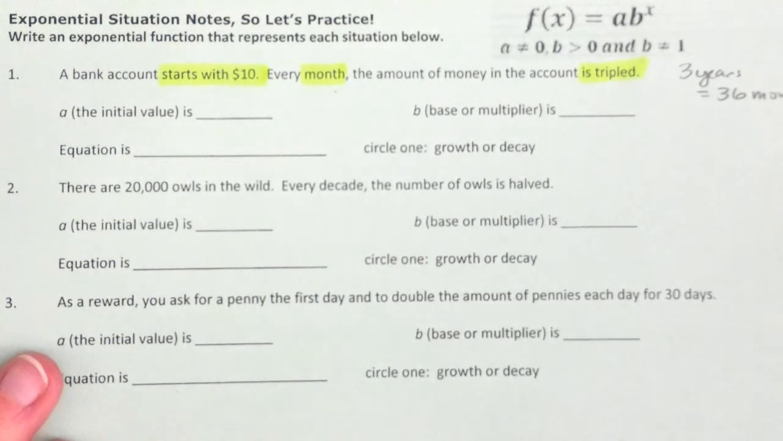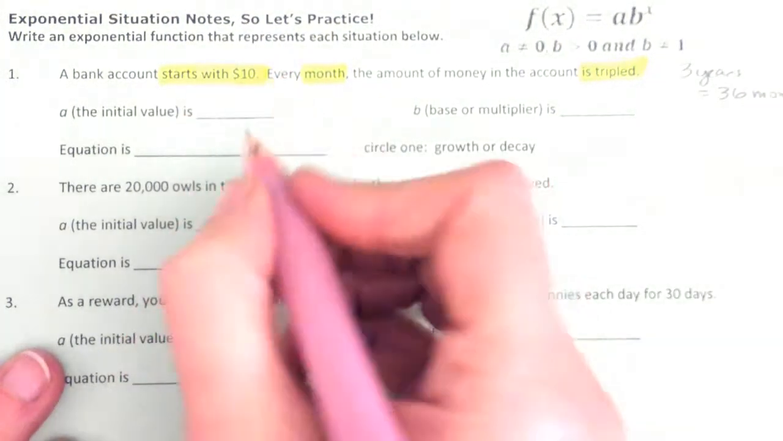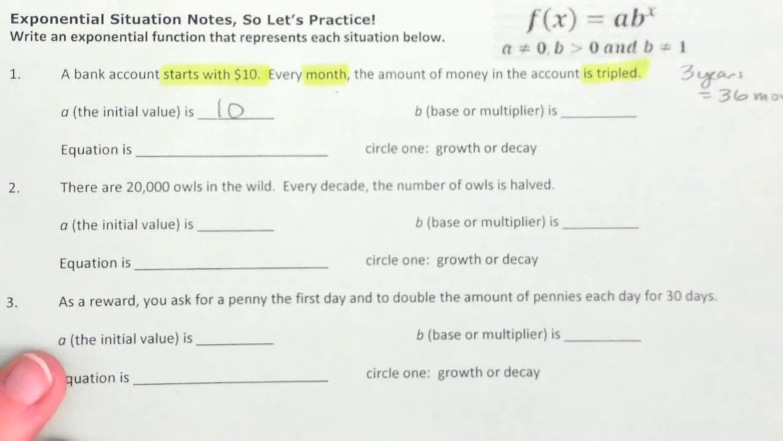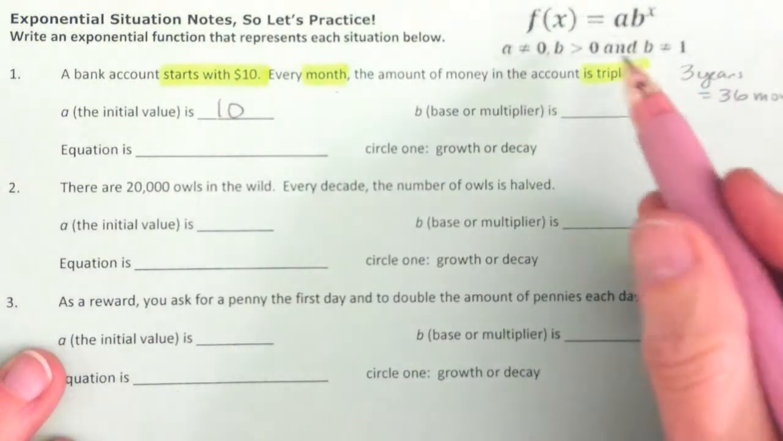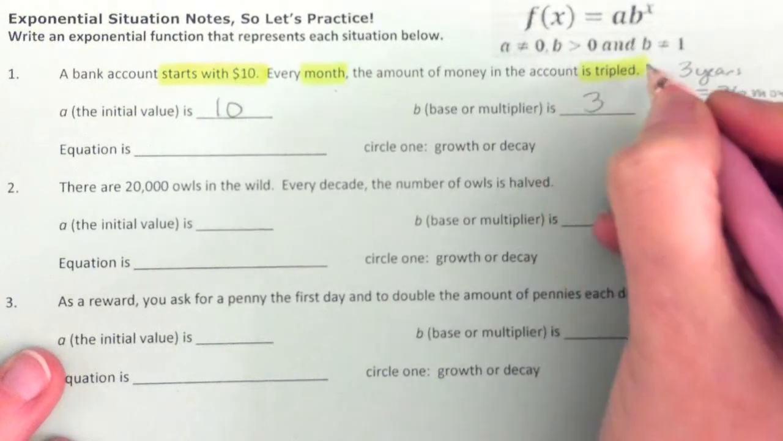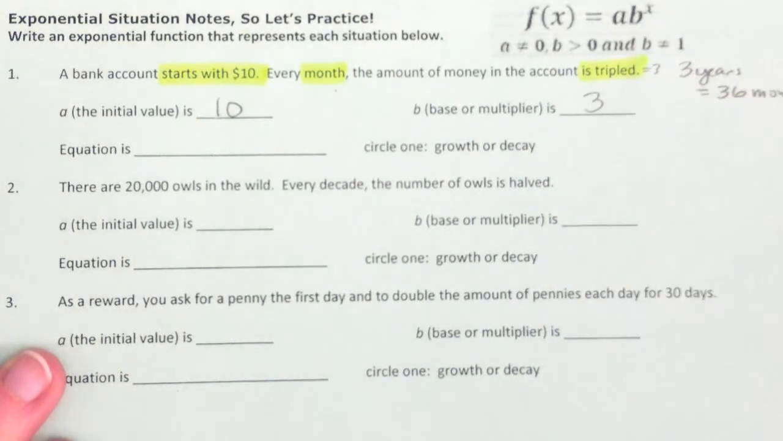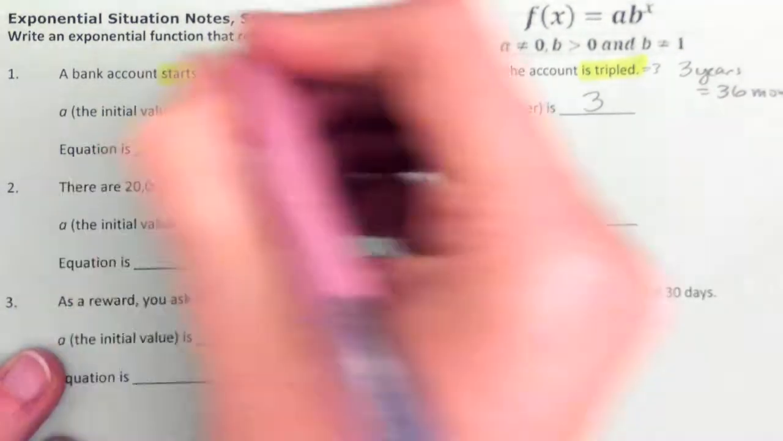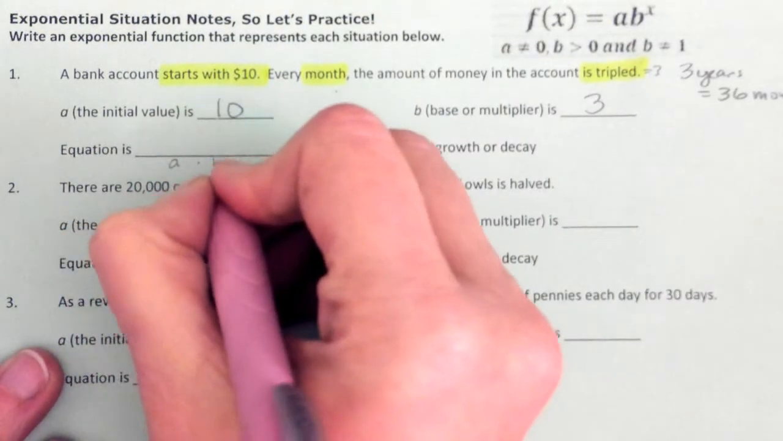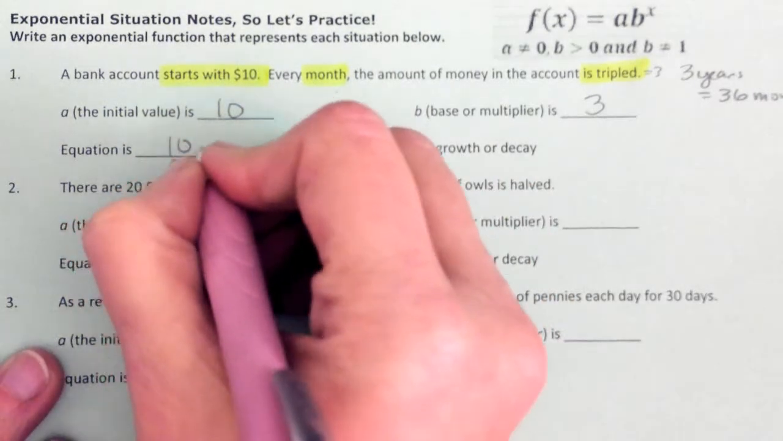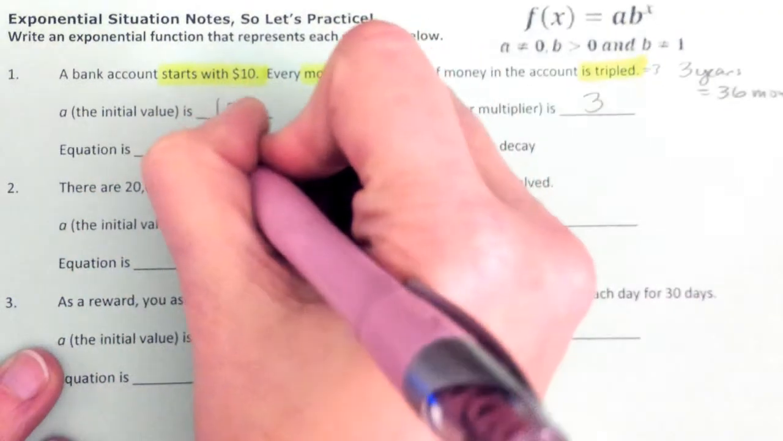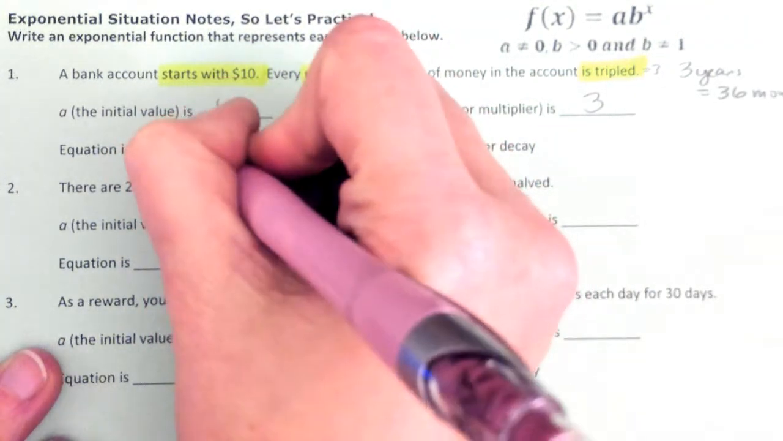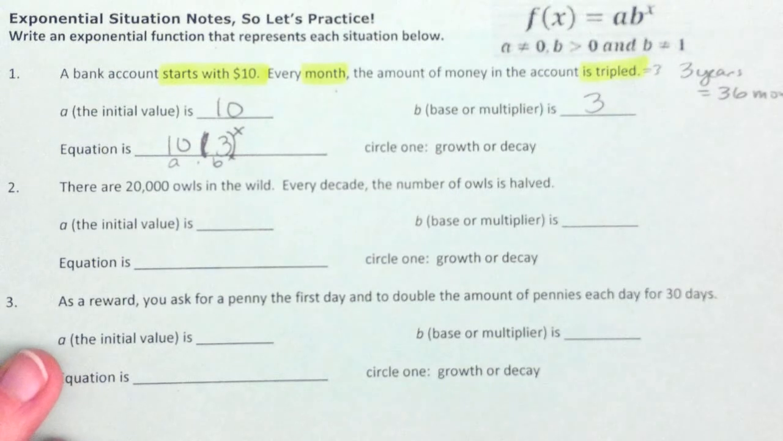Okay, so my initial value, what I start with, is 10. My base or multiplier, what I'm multiplying by, is 3, because tripled means 3. So my equation is a times b to the x, which is 10 times 3 to the x. Or you can put 10 parentheses 3 to the x, just like that.